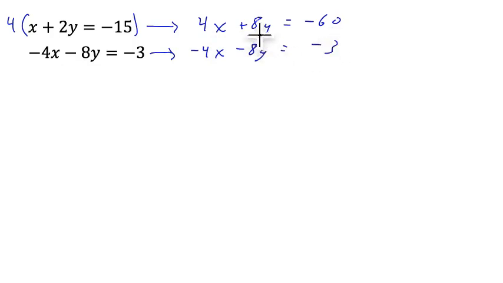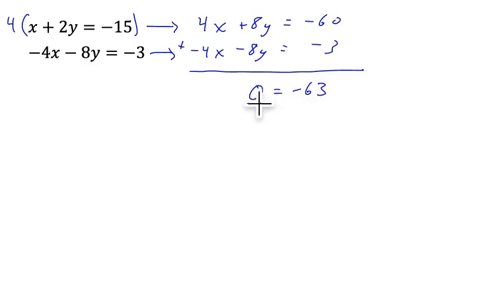Now we see that these y's are exact opposites. So when I add these two equations together, well, notice not only are the y's opposites, but the x's are too. So this problem turned into a special situation. So 4x minus 4x, well, those cancel out. 8y minus 8y, those also cancel out, leaving us with a 0 on the left side of the equation because everything canceled out. And we add these and we get negative 63.